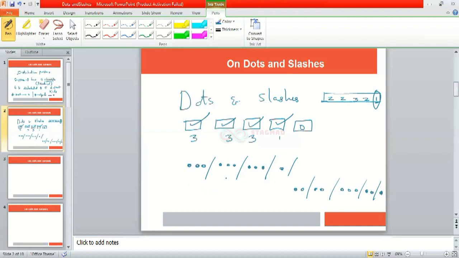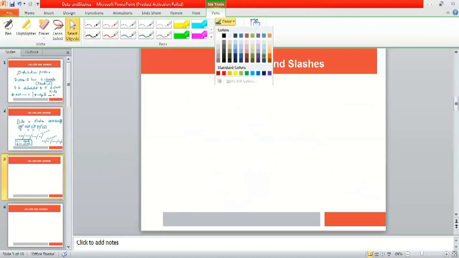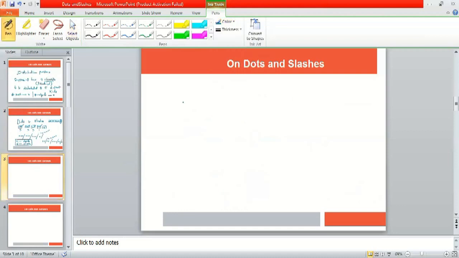So if I say R is the number of people, N is the number of objects, then I would like to arrive at a combinatorial formula to solve the distribution problem. Basically, how many such representations are available? How many different combinations of these dots and slashes can be formed? I would now want you all to understand that this representation can be understood in this way. Let's say I want to make a string with these 2 symbols, dots and slashes.